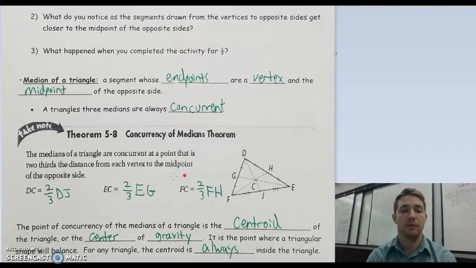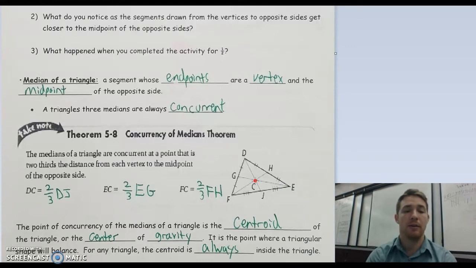So the way I'm going to use those medians is that when they are concurrent, I know that the distance from the vertex to the point of concurrency is 2/3 of the length of the entire median. So for example, the length from D to C, that's from the vertex to the concurrency. That's 2/3 of the distance from D to J. Same thing if I do from E to C, that's 2/3 of the way from E all the way to G. And last one is that from F to C, that's 2/3 of the median from F to H. So 2/3 is the part from your vertex to your point of concurrency.